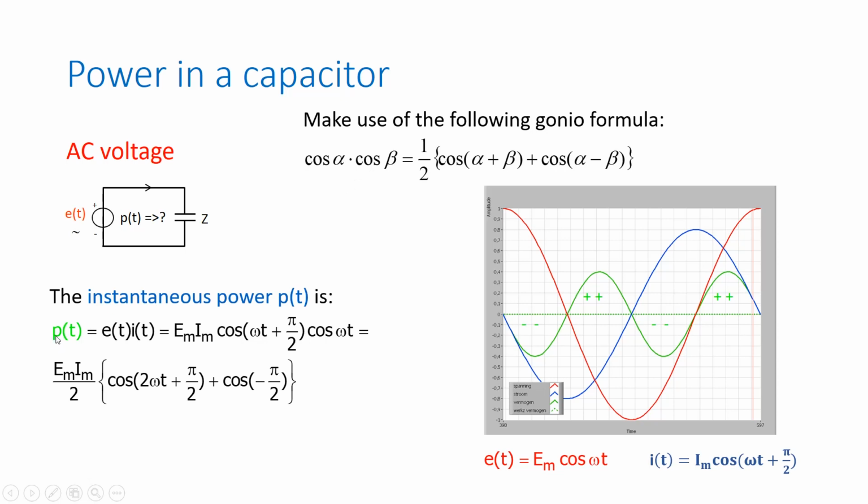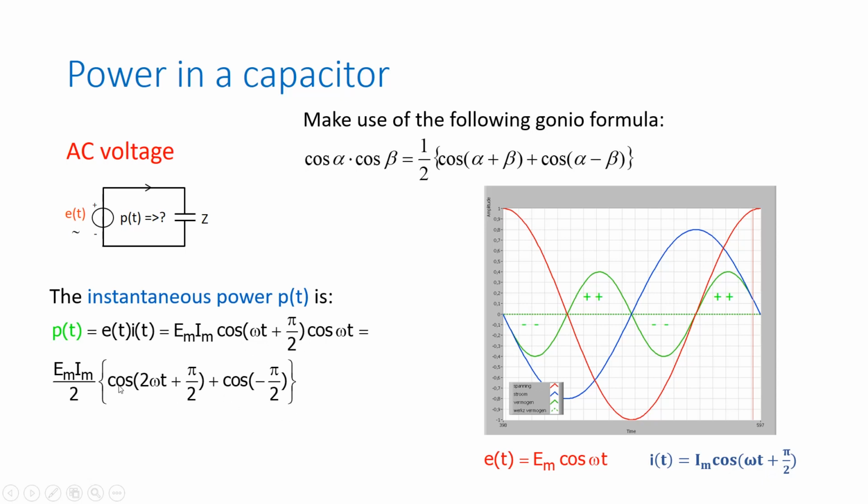And we are going to use the same trigonometric formulas which we discussed in the example with the inductor. So we get that instantaneous power is the amplitude of the voltage times the amplitude of the current divided by 2 times the cosine of omega times t plus pi over 2 plus omega times t, which is equal to 2 times omega times t plus pi over 2. So here the double frequency is visible again. And we have to take into account the cosine of the difference of alpha and beta, so the difference of omega times t and omega times t plus pi over 2. So omega times t minus omega times t is 0, minus pi over 2, which gives us this expression.